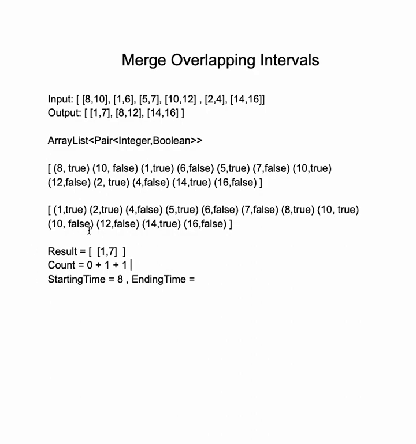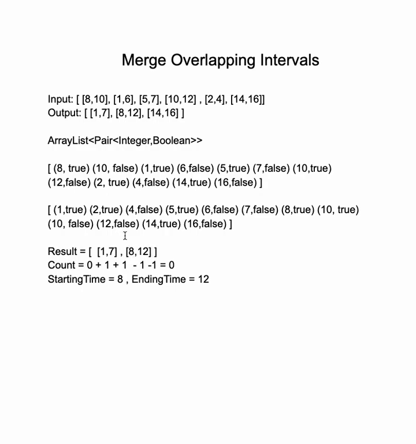And now we got 10 comma false, we need to subtract minus 1. And we got 12 comma false, it is ending time, we need to subtract minus 1, which is equal to 0. So we got the count again as 0. So once we got count equal to 0, we need to update the ending time. Ending time is nothing but 12 here. And we got our second set of interval overlapping, which is 8 comma 12.